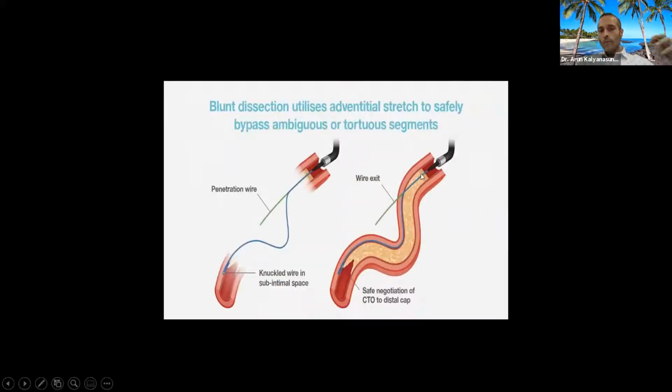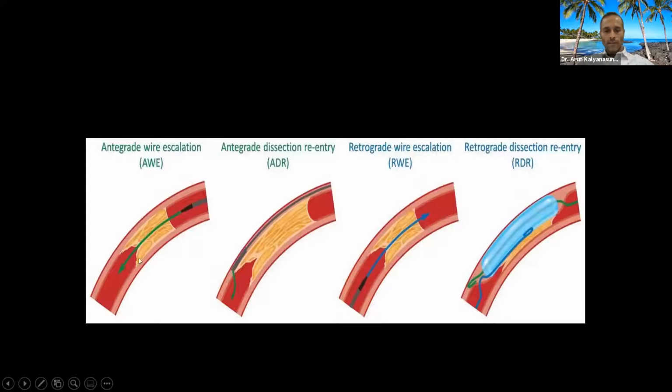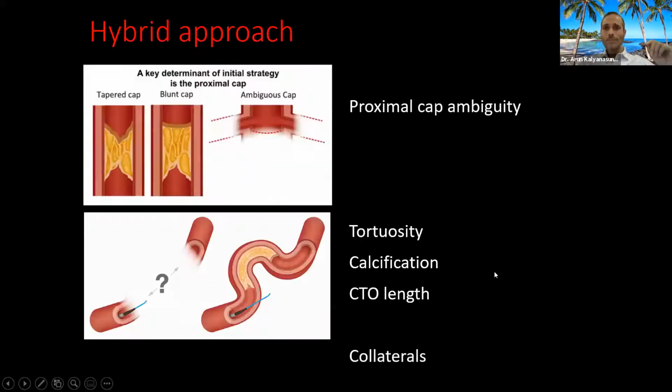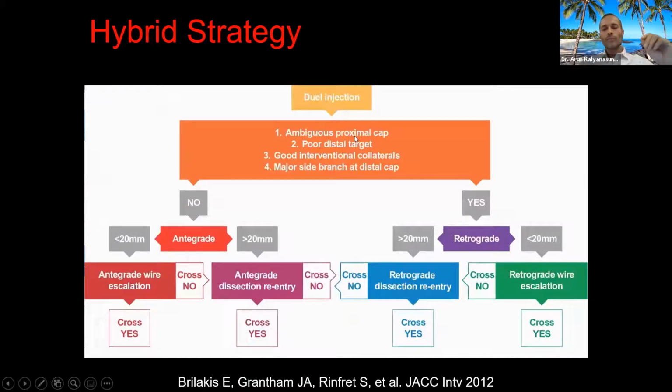So penetrative wires tend to go straight. Knuckles tend to follow or stay in the architecture of the vessel. So again, to rehash, wire escalation, ADR, retrograde wire escalation, RDR. Now, you're going to use all these anatomic constraints to come up with a strategy. How does this all come together?